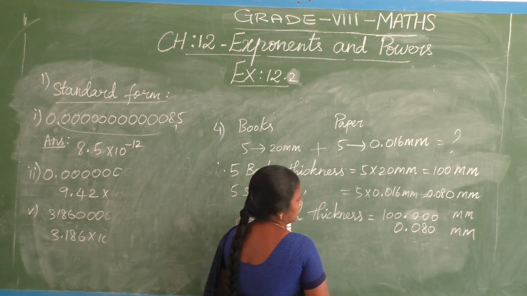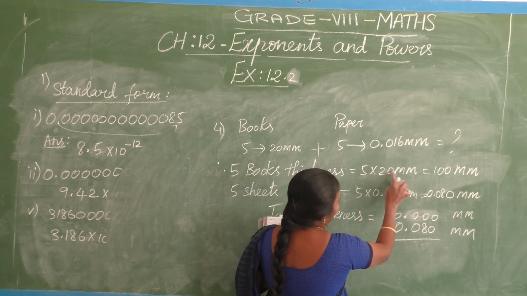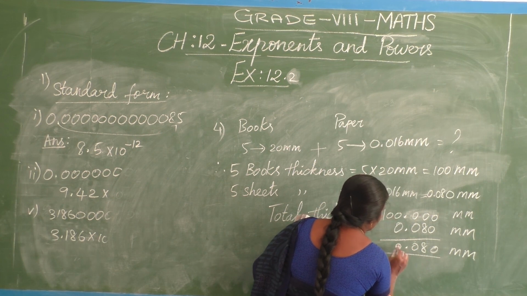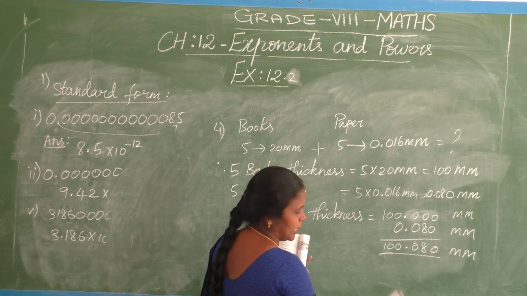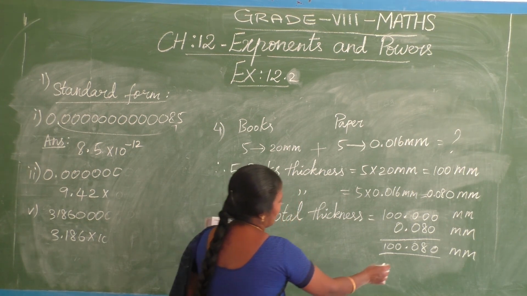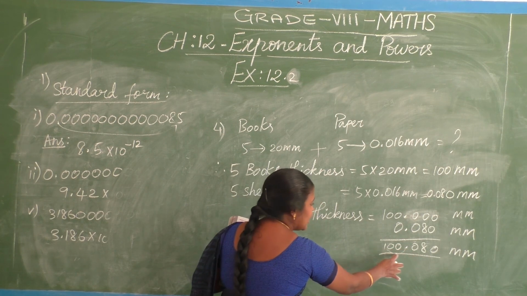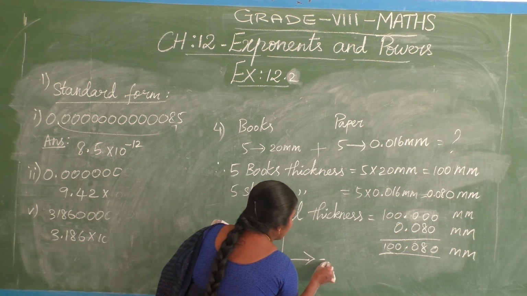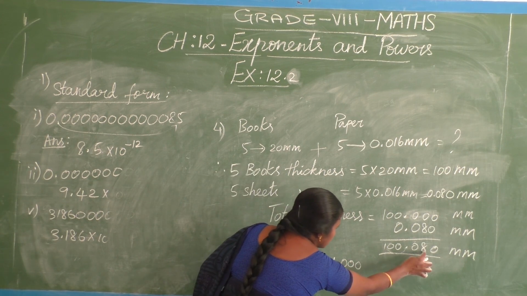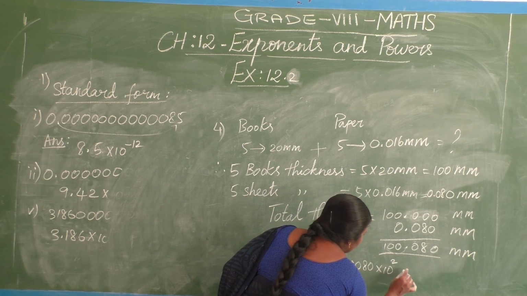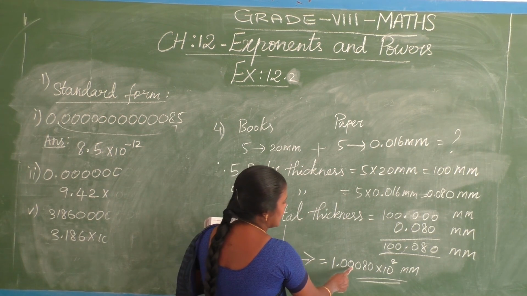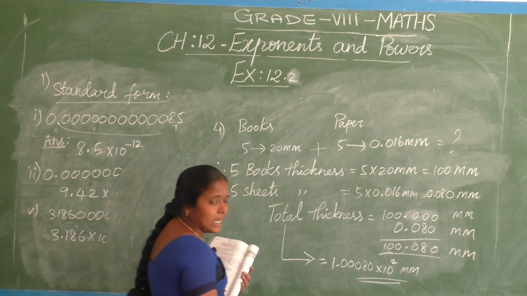100 can be written as 100.000 for arrangement on a decimal basis. Okay, 100 millimeter plus 0.080 millimeter. What answer will come? 100.080 millimeter. This is the usual answer. They are asking in exponential, that means standard form. How do you write in standard form? I want to move this point from here to here, right to left. That means a positive power comes. So 100 can be written as 10 square, no? So 1.00080 into 10 square millimeter. Okay, the thickness of 5 books and 5 paper sheets is 1.00080 into 10 square millimeter. Understood?